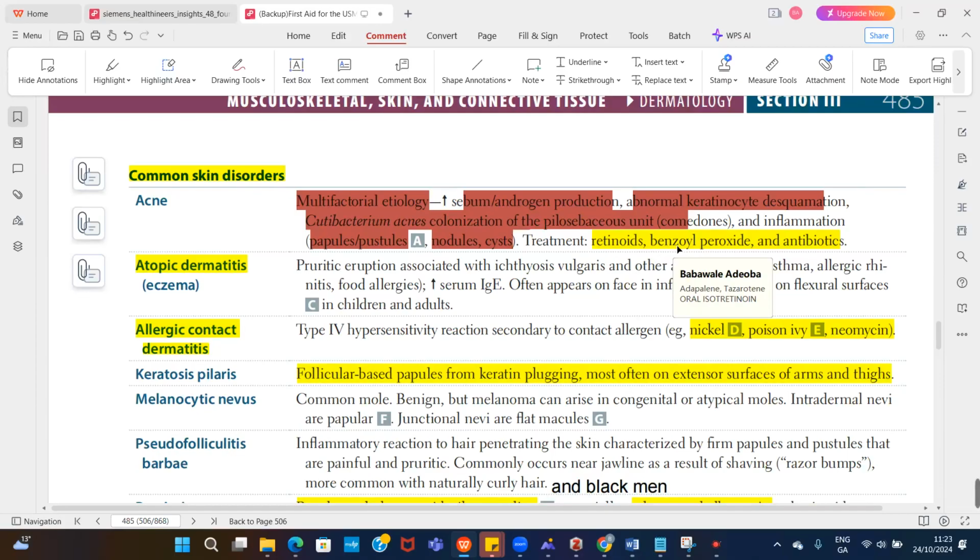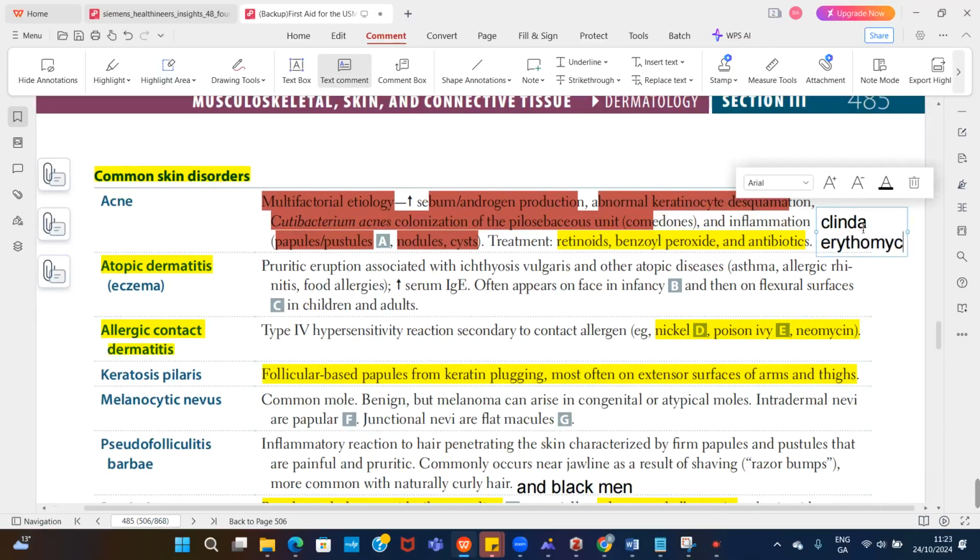So you start with your retinoids. You can also give benzoyl peroxide. They are all comedolytic and they can reduce the inflammation too. And if that doesn't work, you can add antibiotics, particularly clindamycin, erythromycin. They are used as antibiotics. So after you have started with your retinoids, plus or minus your benzoyl peroxide, if that doesn't work, you can add an antibiotic.